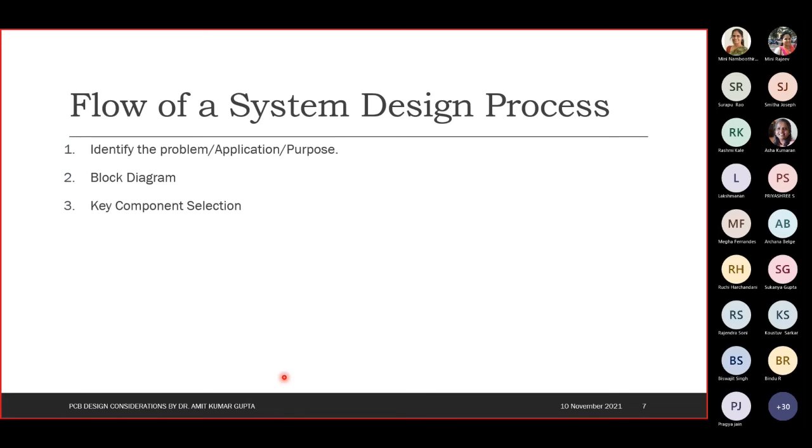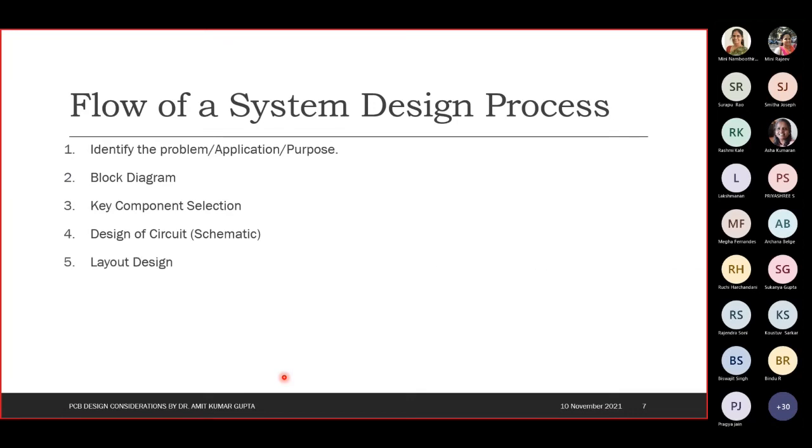Then key component selection. Of course, there will be hundreds of components, but some of them are very important, like MOSFET selection, inductor selection, capacitor selection. Other supporting components may come in line with respect to the ICs and other things, but key component selection comes into the picture. What is the voltage rating we need? What is the current rating we need with respect to that? Then design of the circuit comes. So here, after key component selection, we can start our schematic design.